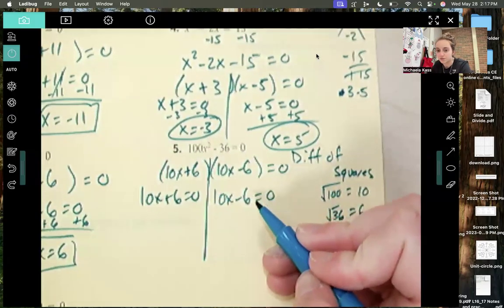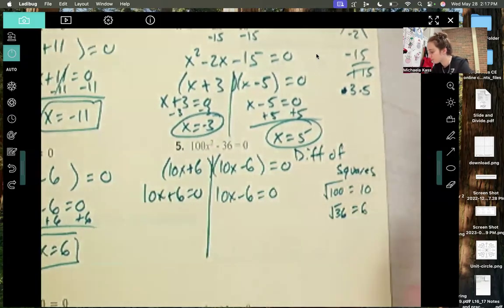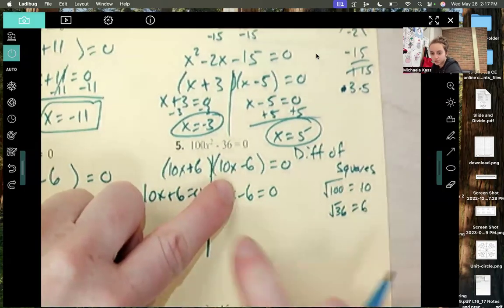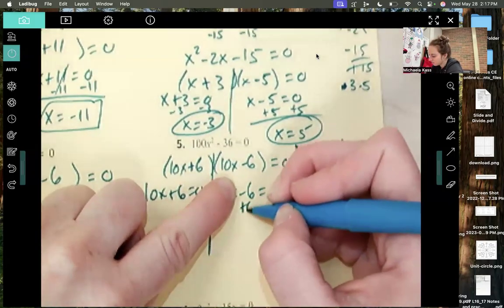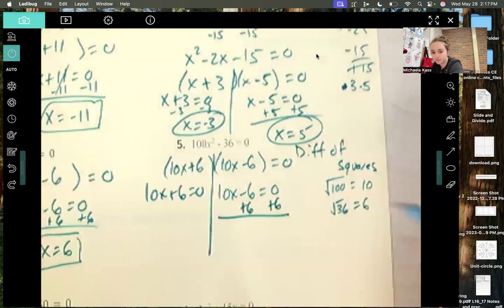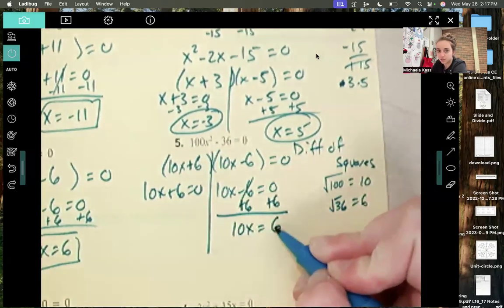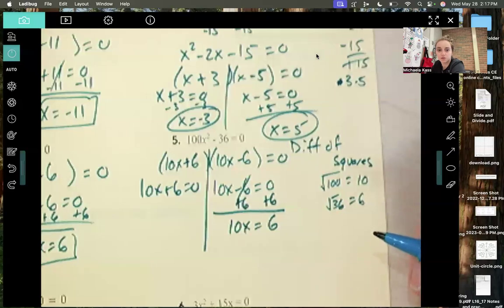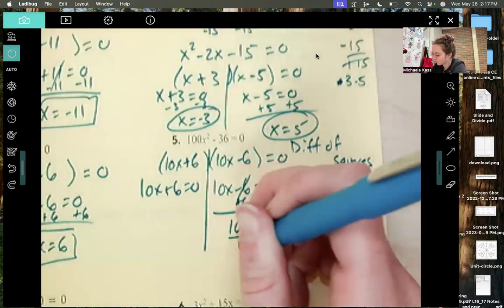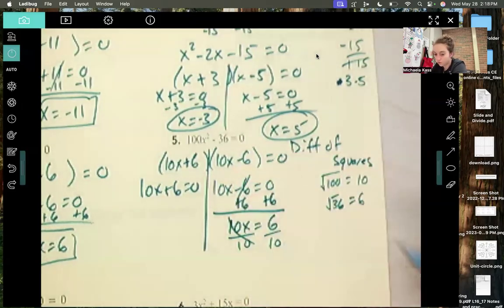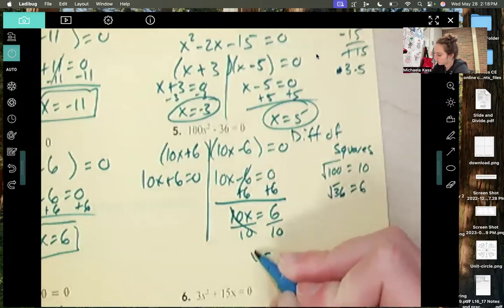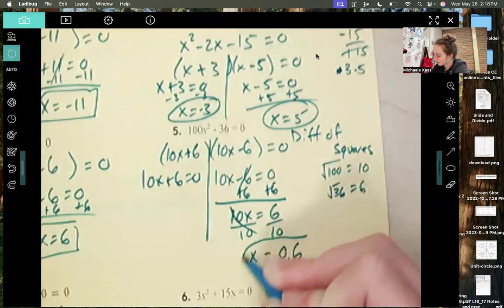Solving this side. First, if you're not sure what to do, cover up the variable. Cover this up. It says minus 6. I'm going to add 6. Okay, that goes away. Now I got 10x equals 6. Okay, so now how do I get rid of the 10? You divide, right? So we divide both sides by 10. You can leave it like a fraction or type it in your calculator and you get 0.6.